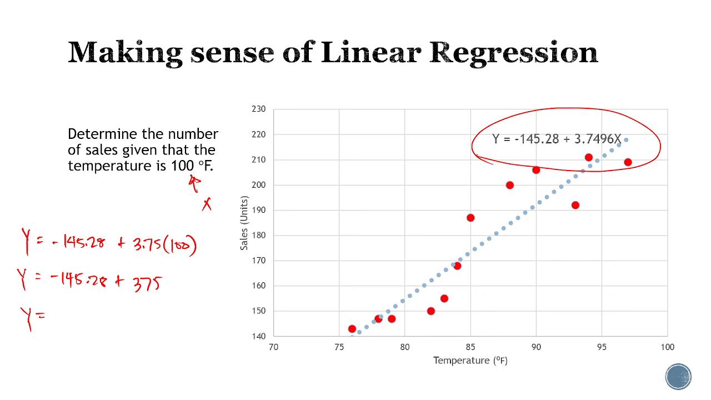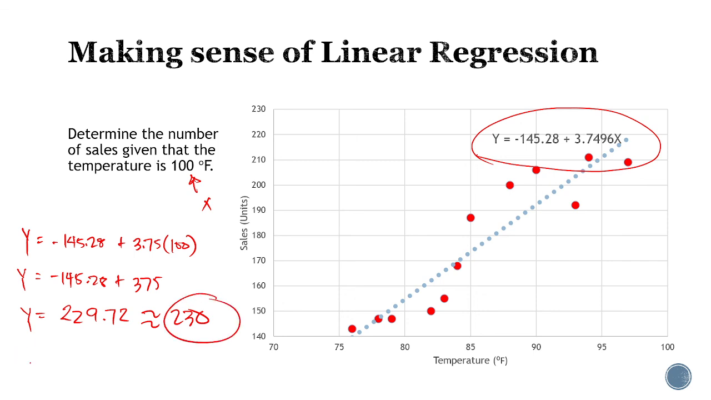Teka, yan ang hindi ko pa nako-compute. So, we'll have there negative 145.28 plus 375. So we will have here sales which is equal to 229.72, which is approximately 230.